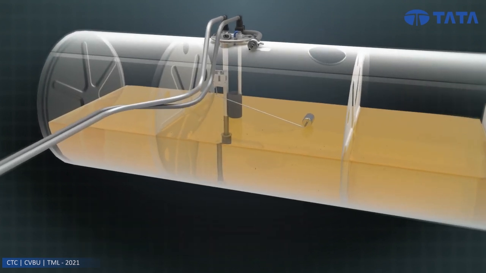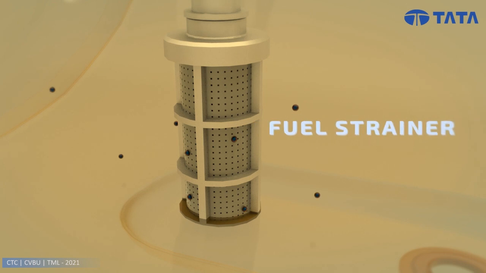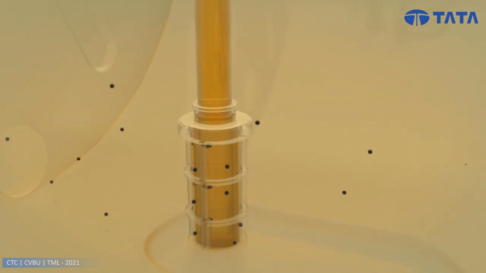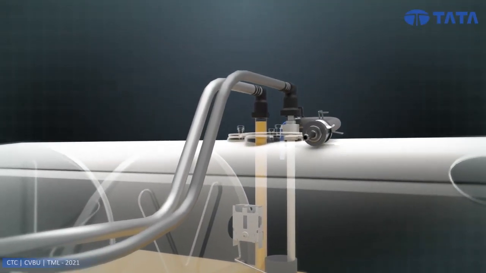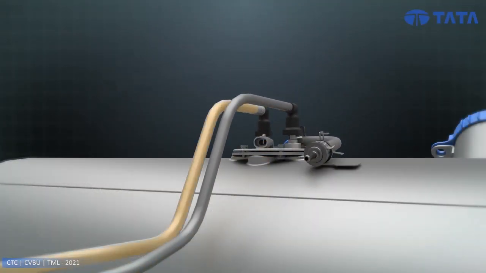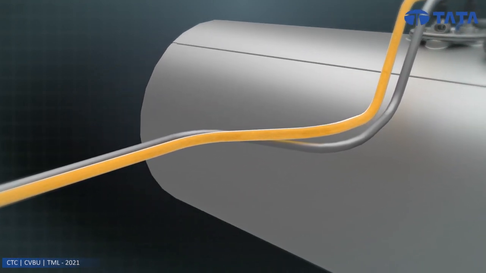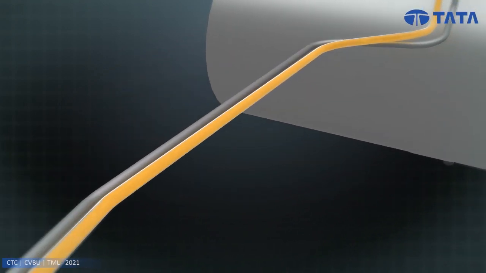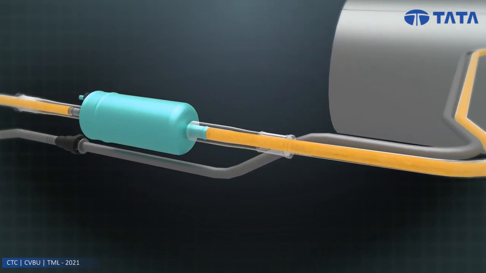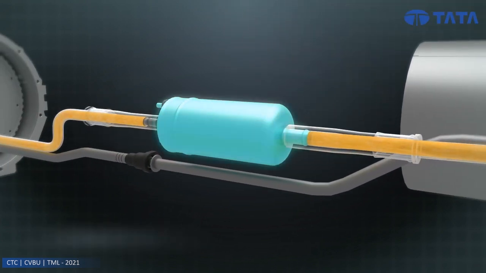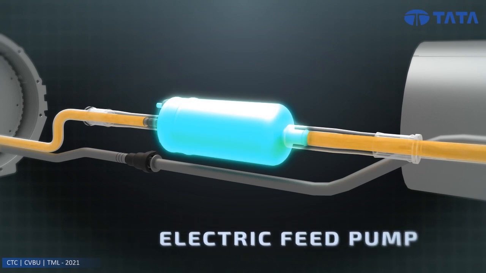At the fuel tank, due to the suction created by the electric feed pump, the fuel strainer collects and filters the contaminants from the diesel fuel. The electric feed pump sucks the fuel from the tank and supplies the pressurized fuel to the twin fuel filters.